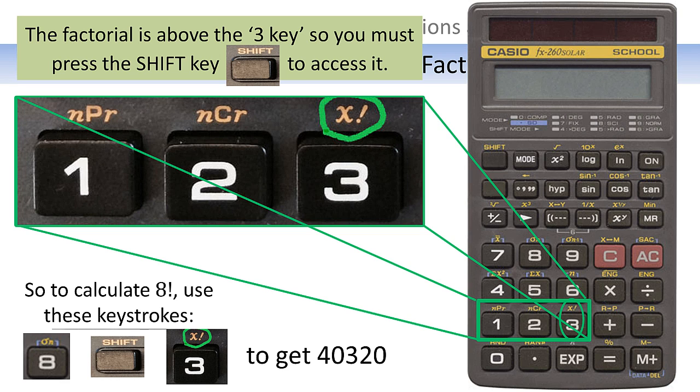And that will give you the answer as if you had typed in 8 times 7 times 6 times 5 times 4 times 3 times 2 times 1 and hit equal. And you can verify that yourself. In fact, you should be doing that to make sure you get 40,320. So 8 factorial is 40,320.